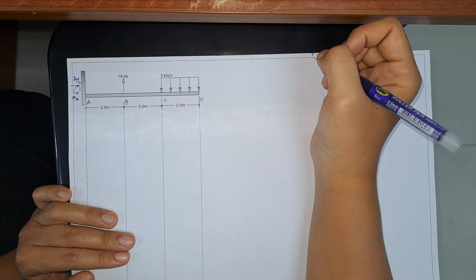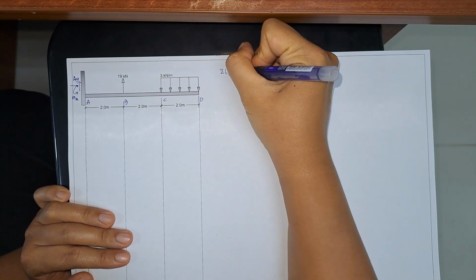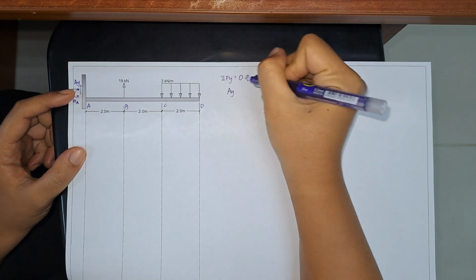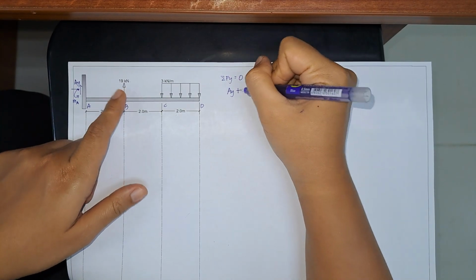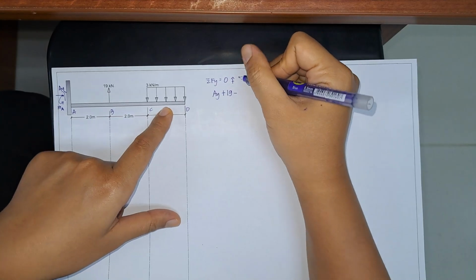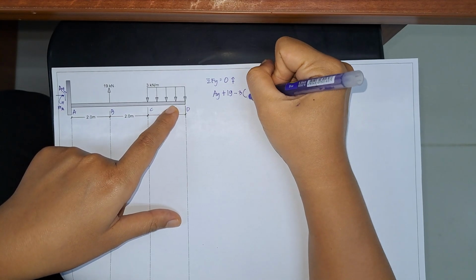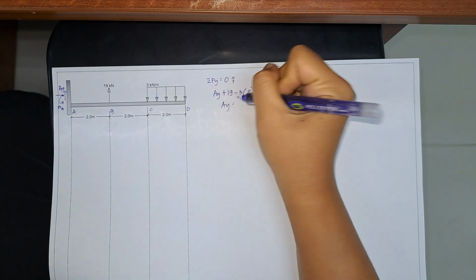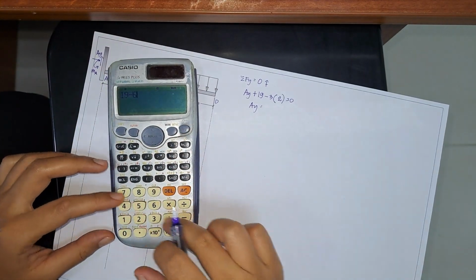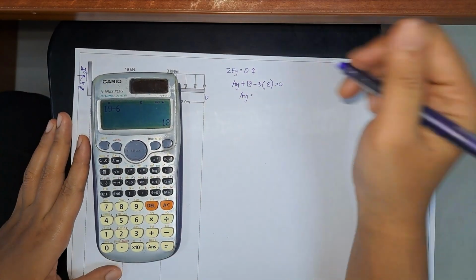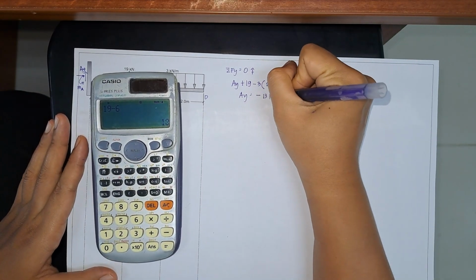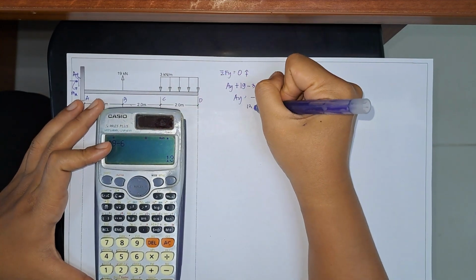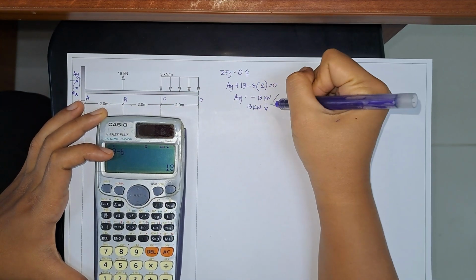Okay, so let's have a summation of forces. So, vertical is equal to 0, upward positive. We have here AY plus 19 minus 3 kilonewton per meter by the length of 2 meters is equal to 0. Therefore, AY is equal to 19 minus 6. So, we have 13. Tapos, transpose natin sa kabila, negative 13 kilonewton. Or, yung ating reaction at point A is 13 kilonewton in downward direction.